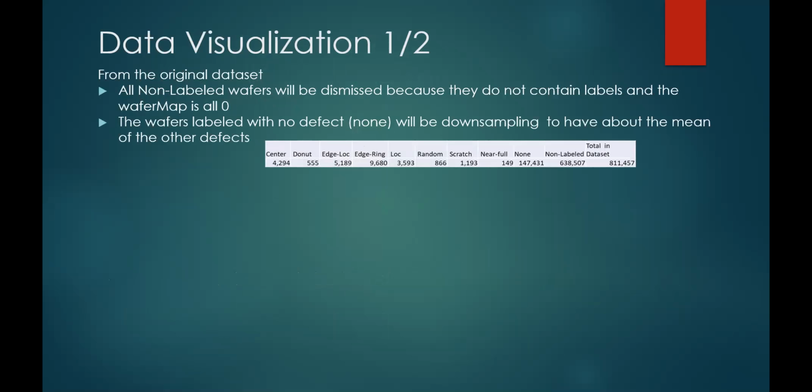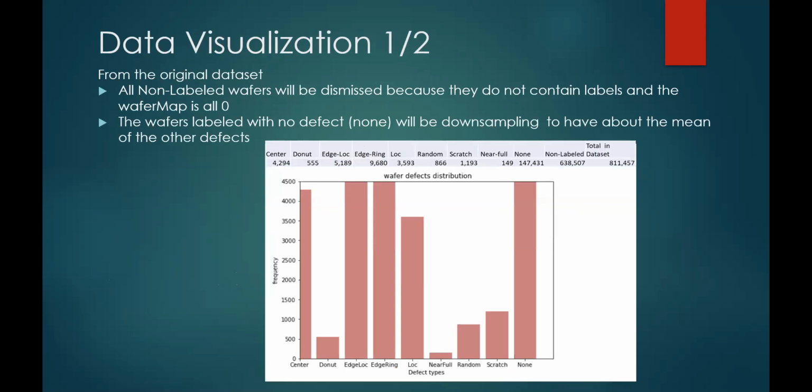From the original data set, all non-labeled wafers will be dismissed because they do not contain labels and the wafer map is all 0. The wafers labeled with no defect, none, will be downsampled to have about the mean of the quantity of the other defects.